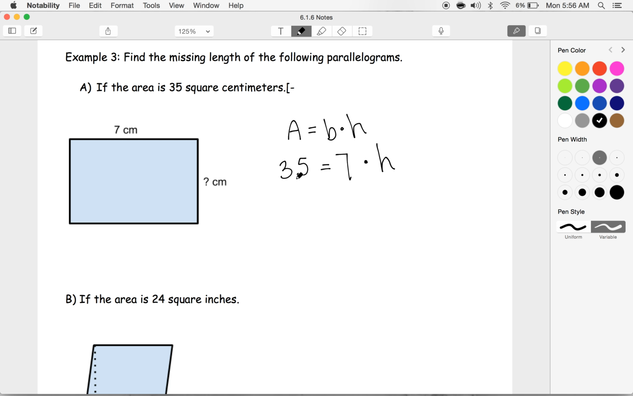Does 2 times 7 equal 35? No, that's 14. That's too small. Does 3 times 7 equal 35? No, that's 21. Too small. 4 times 7 would be 28. That's too small. 5 times 7 is 5, 10, 15, 20, 25, 30, 35, exactly what we're looking for. So the height equals 5 centimeters. Remember, this is just centimeters. This is not square centimeters because I'm not talking about area. I'm just talking about one side, which is just centimeters.